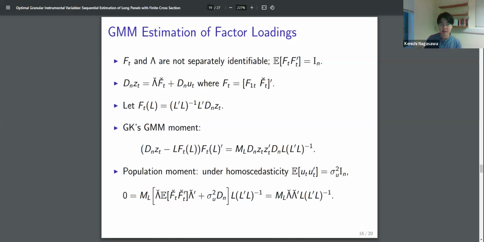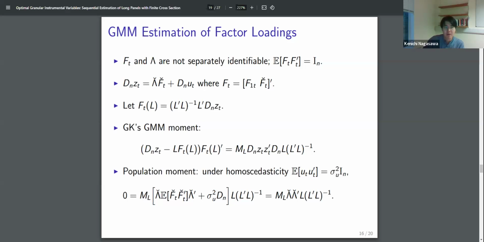And when you estimate factor loadings, as is well known in the literature, you cannot separately identify the factors and the factor loadings. So you need to fix the rotation. And so here we are fixing the rotation by assuming that the covariance matrix of the factors is the identity matrix. And then we can do this demeaning to isolate just the lambda check from the entire lambda matrix. And so we have this interactive fixed effects model after demeaning.